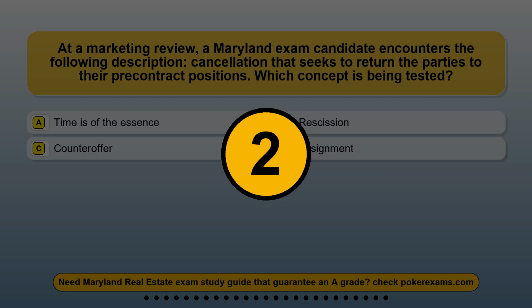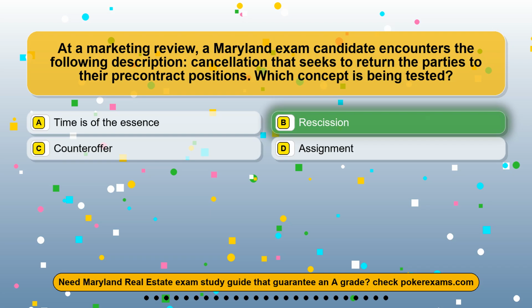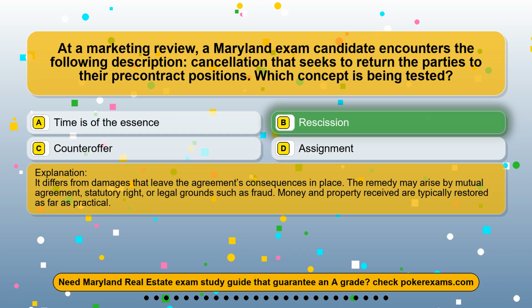The correct answer is option B, rescission. It differs from damages that leave the agreement's consequences in place. The remedy may arise by mutual agreement, statutory right, or legal grounds such as fraud. Money and property received are typically restored as far as practical.